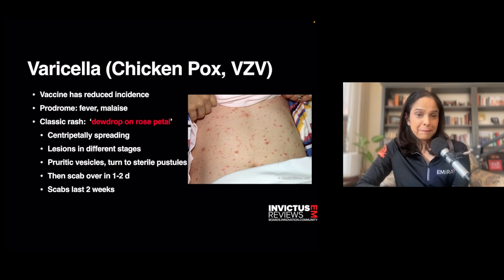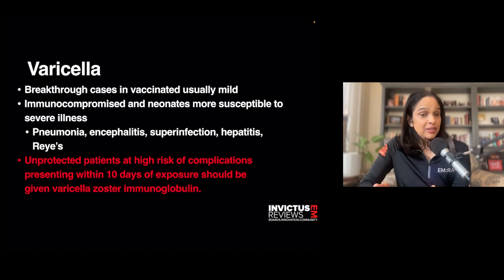Smallpox was the big thing that this was differentiated from, but there hasn't been a case of smallpox since 1979, I believe. Which is just one of those amazing public health things you need to read about. Okay, so varicella, people do get breakthrough cases, but they're usually very mild, just a few vesicles. So if you see something like that with a few dewdrops and rose petals, it's probably a breakthrough case.